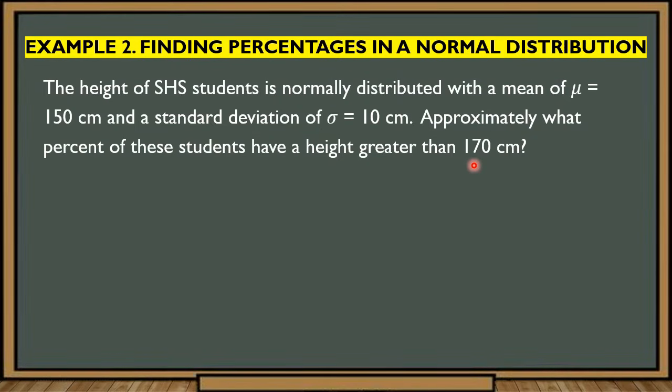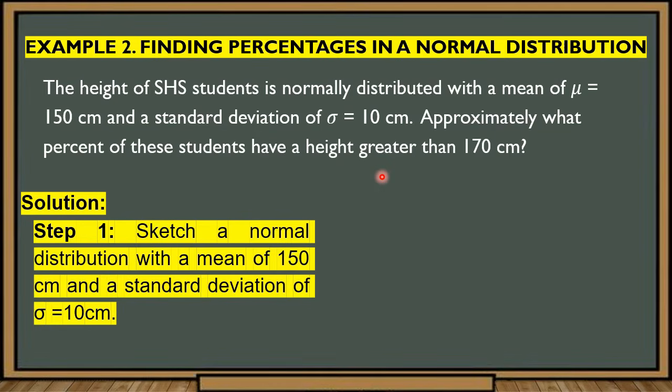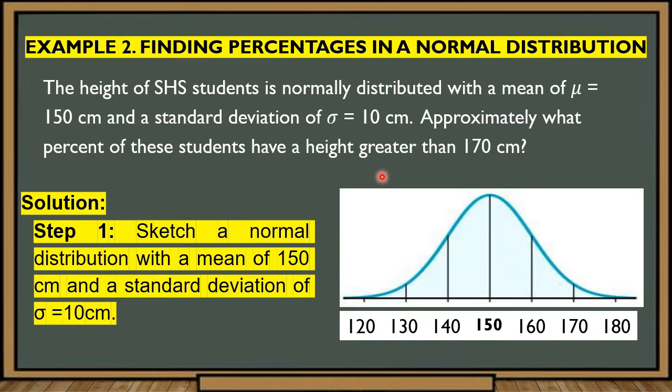So meron silang gaano kaya karami, or what percent of the students have a height greater than 170. Ibig sabihin, meron silang height na 171 pataas. So since the height is greater than 170, first, we're going to sketch a normal curve or a normal distribution with a mean of 150 centimeters and a standard deviation of 10 centimeters. So I know you already know this. So we're going to sketch a normal curve with a mean of 150 centimeters and standard deviation of 10 centimeters.